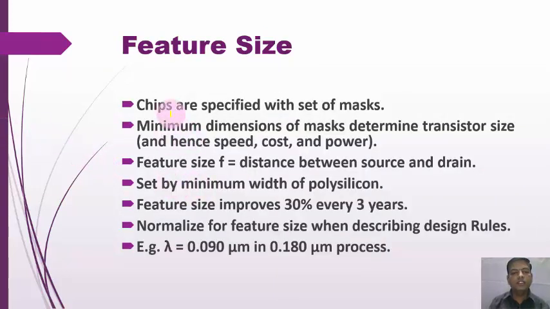Feature size. Chips are specified with a set of masks. Minimum dimensions of the mask determine transistor size, and hence speed, cost and power can be calculated. Feature size, F, is equal to the distance between source and drain, set by the minimum width of polysilicon. Feature size improves 30% every 3 years. Normalize for feature size when describing design rules. Example: lambda is equal to 0.090 micrometer in a 0.180 micrometer process.